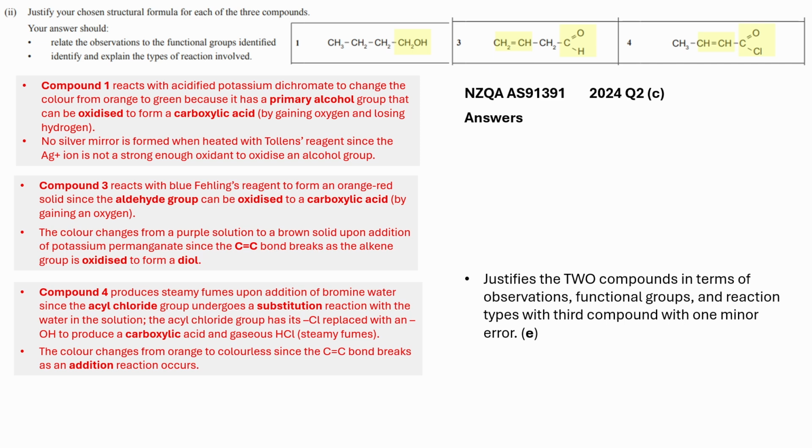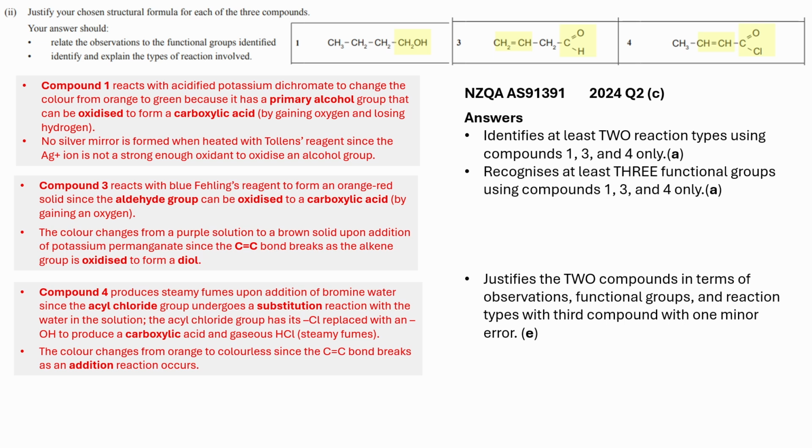So in this case, if you can identify 2 reaction types from here, they're going to give you an achieve. So out of these 5 reactions that we observed, if you got 2 of them right, then they give you an achieve. If you can recognize at least 3 functional groups using compound 1, so what are 3 functional groups here? Can you identify what they are? Then they give you achieve.